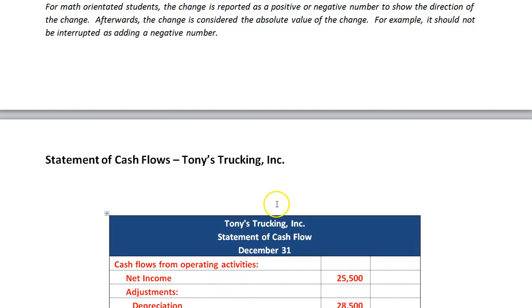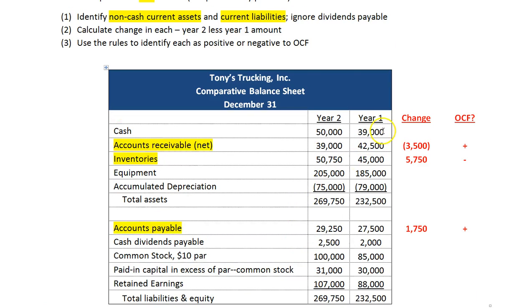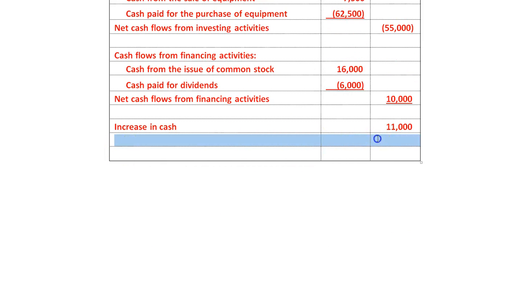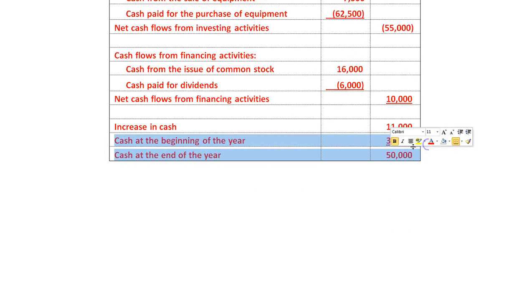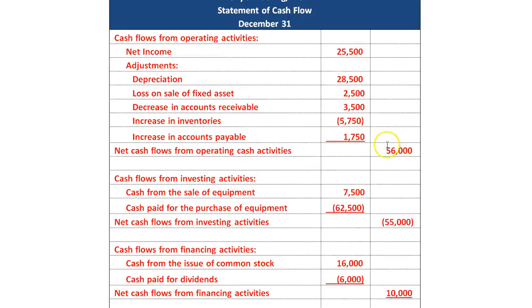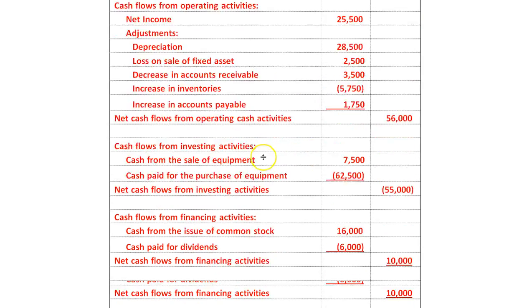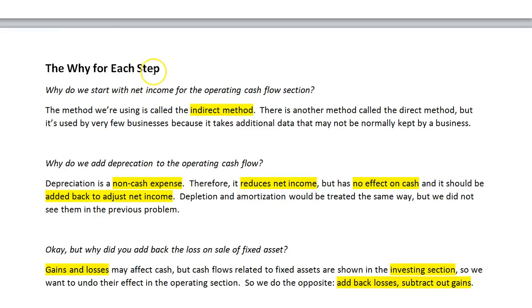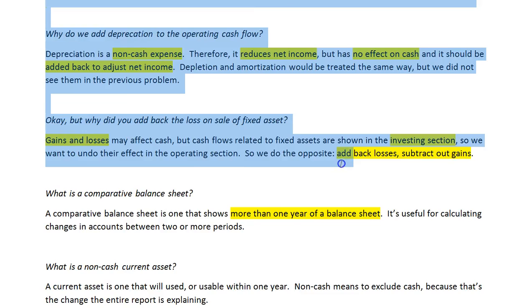And now we're just going to go to the balance sheet and get the two numbers for cash. It started at 39,000 and ended at 50,000. Look at this, it should tie out, so the 11,000 change plus the 39,000 does indeed equal 50,000. So this gives you an example of the statement of cash flow. The other example I have in here, we're going to go through the page of why we did each step real quick.